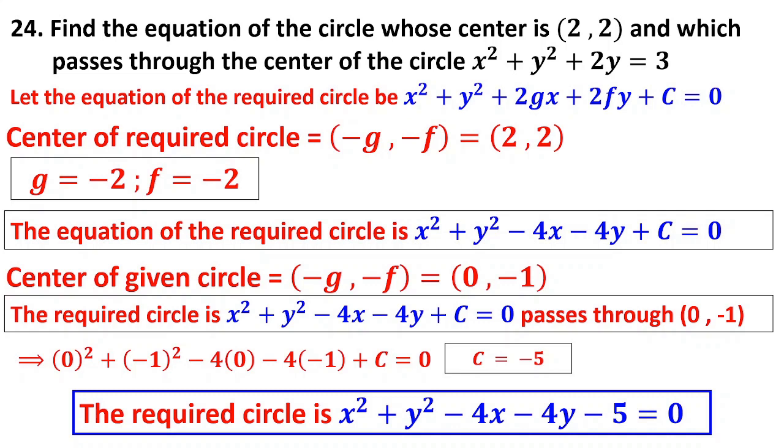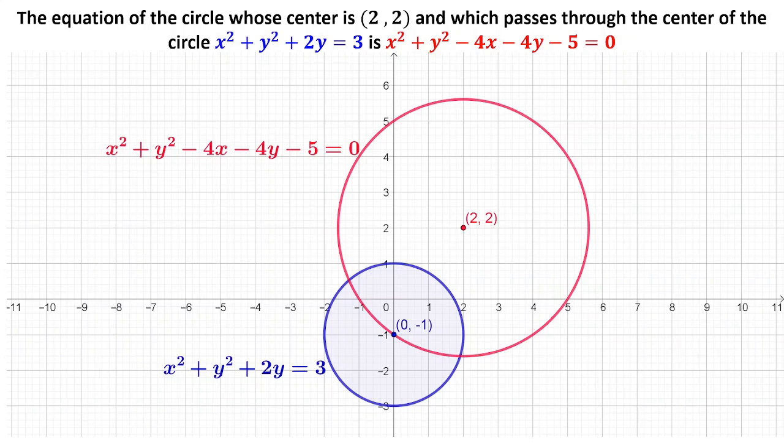Now, let us visualize it on the graph. The given circle is shown there: x square plus y square plus 2y is equal to 3, and the required circle passes through the center of that circle, 0 comma minus 1, and it has the same center as 2 comma 2. The circle in red color is the required circle. We have found it.